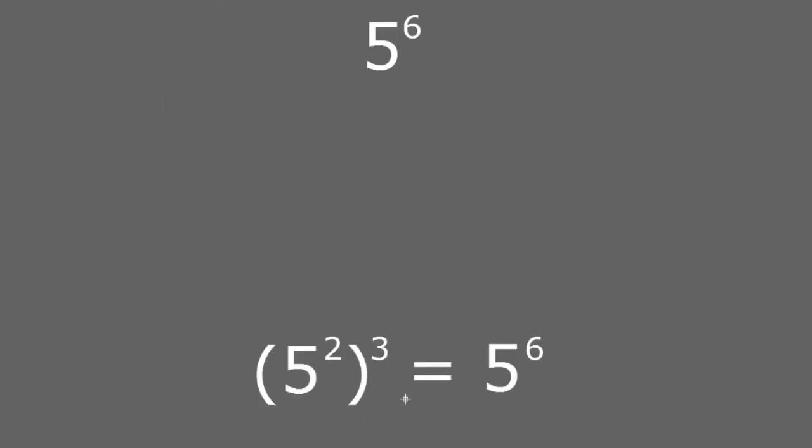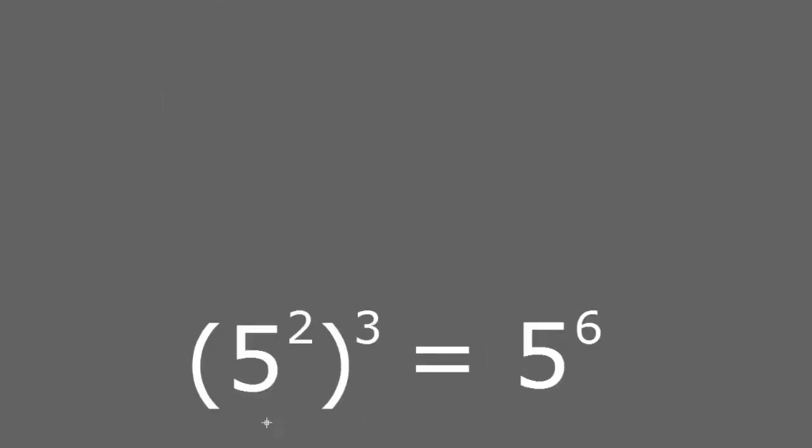So we end up how the property said, 5 squared and again cubed equals 5 raised to the power of 6, because 5 times 5 multiplied by itself 3 times. At the end we have 5 multiplied by itself 6 times, which equals 5 raised to the power of 6.